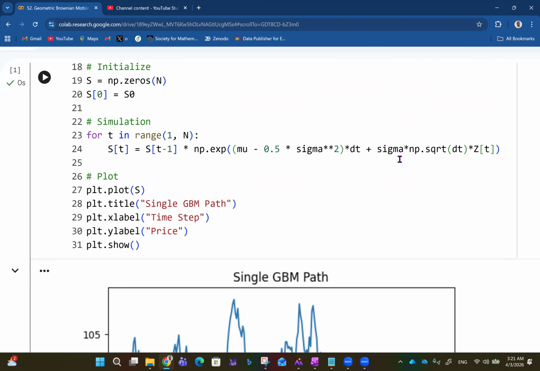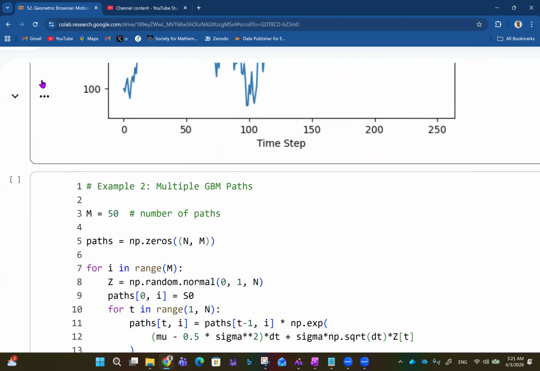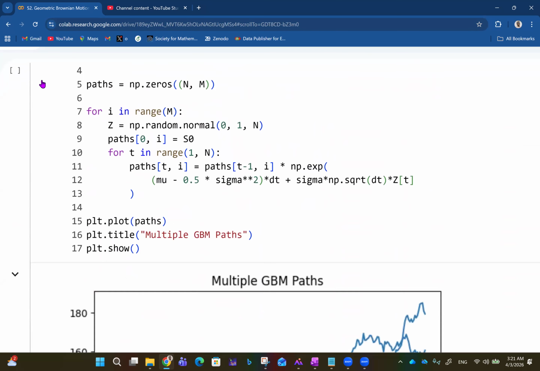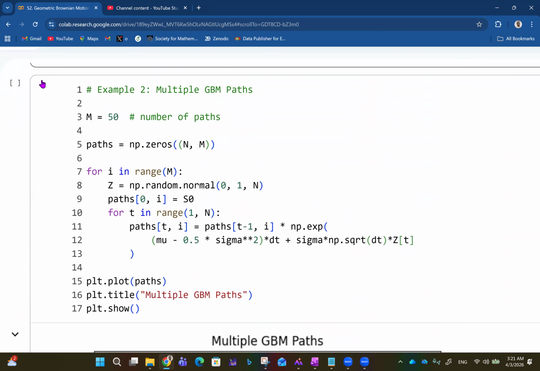A square root of dt, as you can see. So we can then generate this single GBM path. We can also go for multiple GBM paths. For instance, what you have here is for 50, but you can also see how it grows. So for multiple geometric Brownian motion paths.